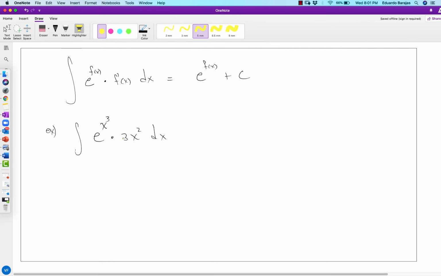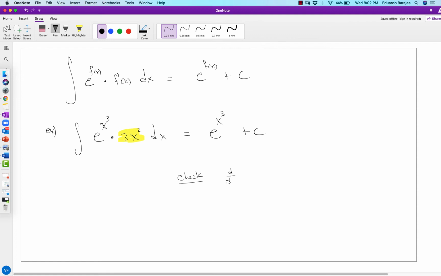So your eyes quickly go right here and go, okay, look, this is the derivative of that. How convenient, right? The derivative of that. So according to this pattern, the answer is just going to be e to the power of x cubed plus a constant. Right, let's check it. Is it true? You can always check your answer by taking the derivative of the answer here, and if it works, it should give you the integrand.